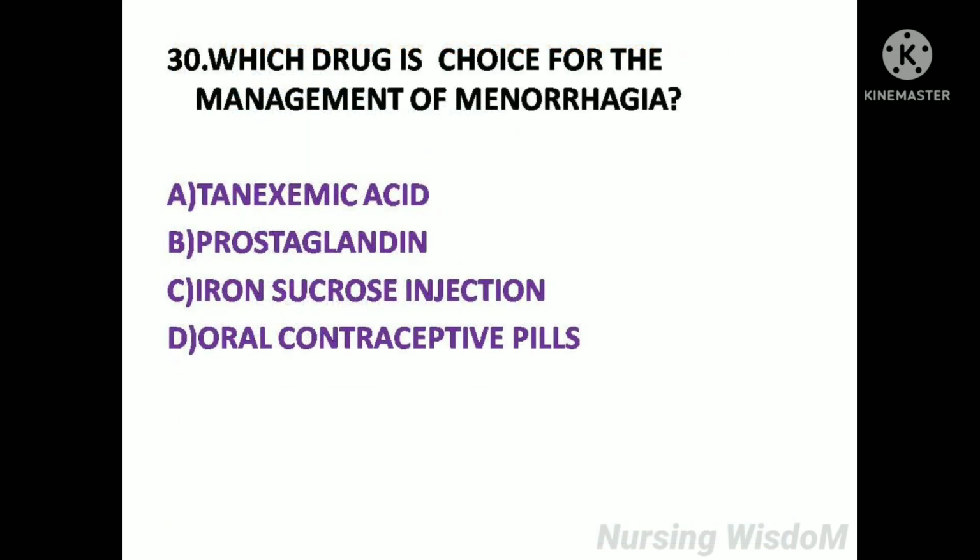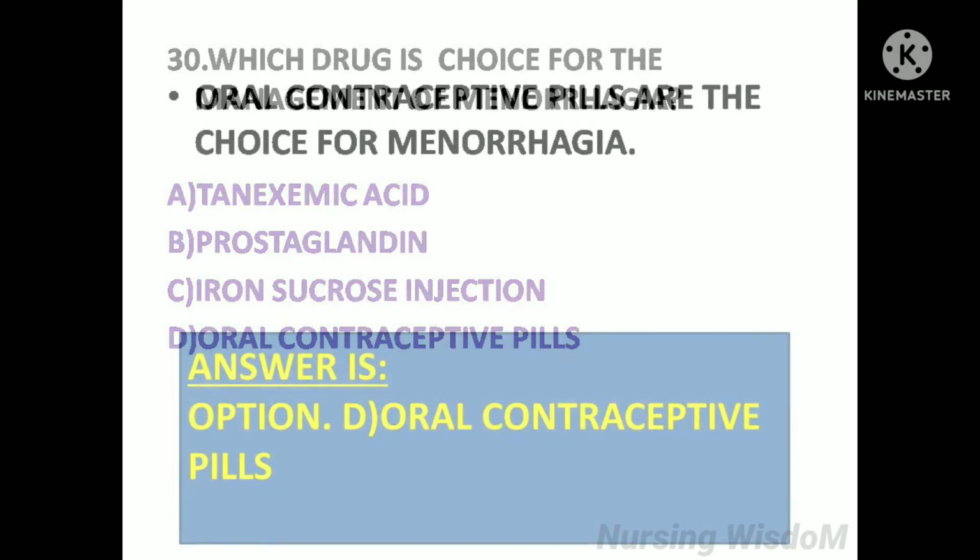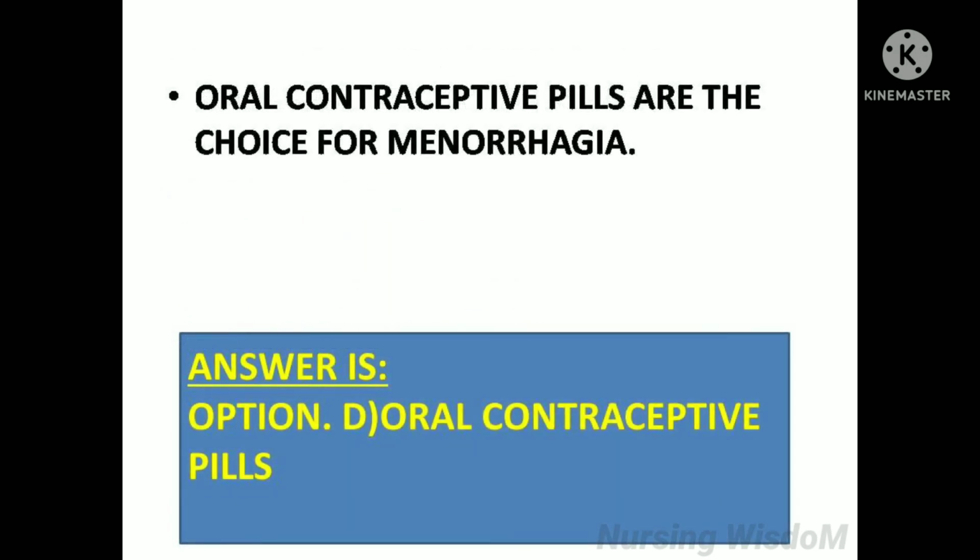Next question, which drug is the choice for the management of menorrhagia? Option A, tranexamic acid. Option B, prostaglandin. Option C, iron sucrose injection. Option D, oral contraceptive pills. Oral contraceptive pills are the choice for menorrhagia. So here the answer is option D, oral contraceptive pills.